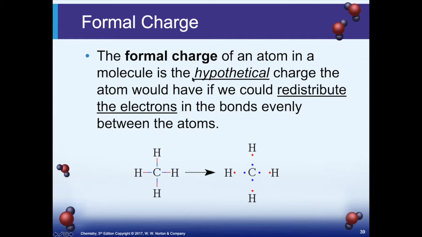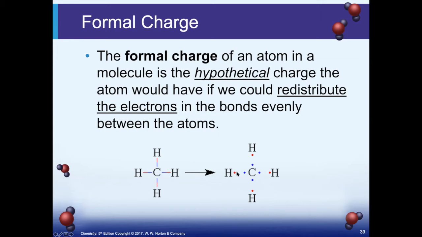The hypothetical charge of an atom would have if we could redistribute the electrons in the bonds evenly between the atoms. So this picture right here illustrates what we're talking about. This is CH4, methane. Each one of these bonds is color coded, with a red side and a blue side. That indicates that we know 2 electrons are in this bond. Well, what if we gave one of those electrons to each atom? Same thing for each of those bonds.